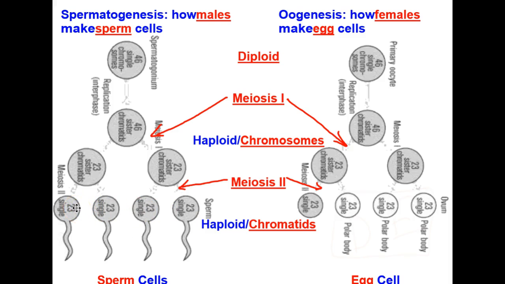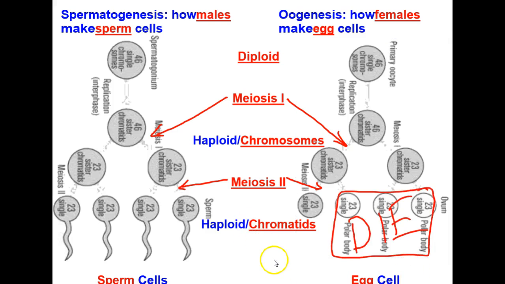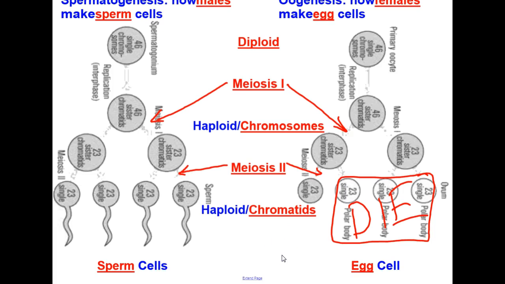Now, for spermatogenesis, we end up with 4 sex cells. However, with oogenesis, we end up with 1 egg cell and then 3 polar bodies that result out of this. And these 3 polar bodies end up dying in animal cells. In plant cells, they don't die. They just are kind of non-functioning except to provide the egg cell food. And so that's how we end up with sperm cells and egg cells.